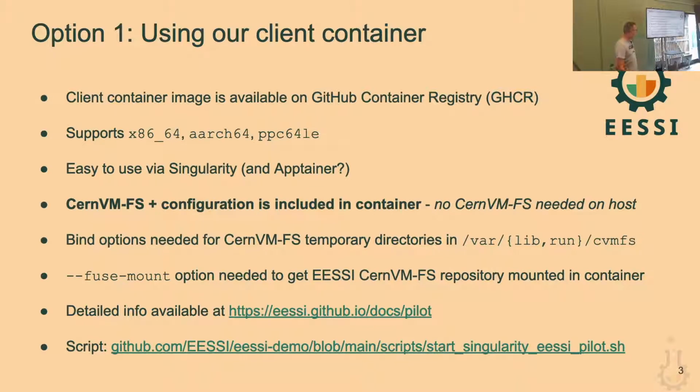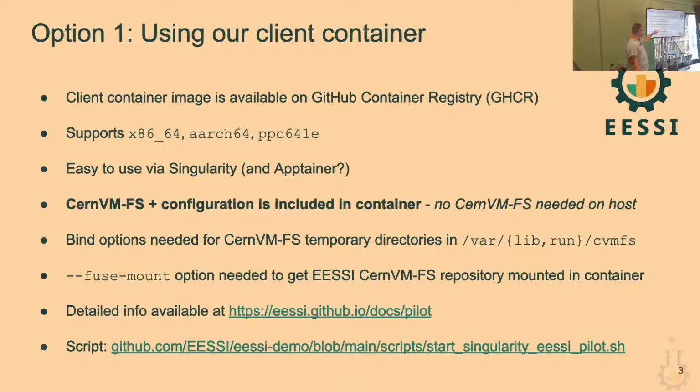So CVMFS expects to have space in /var/lib/cvmfs and /var/run/cvmfs. That's where it puts the local client cache and a bunch of things to figure out what has been downloaded or what's still going on. So it needs write access to that. So you have to bind mount directories to these locations in the container.